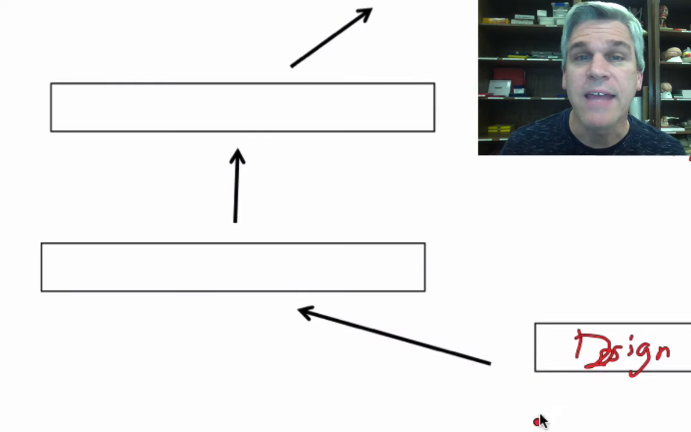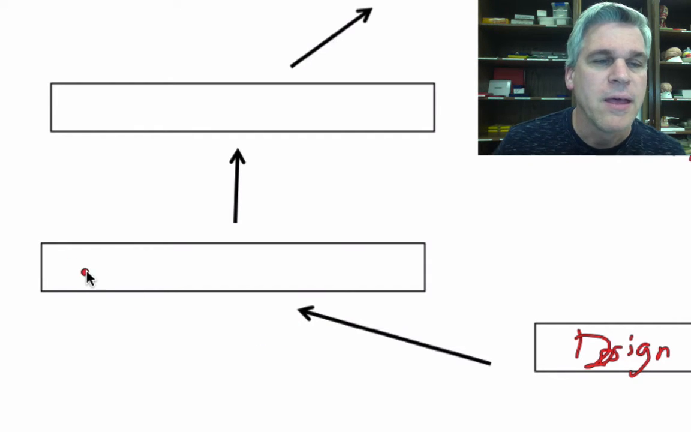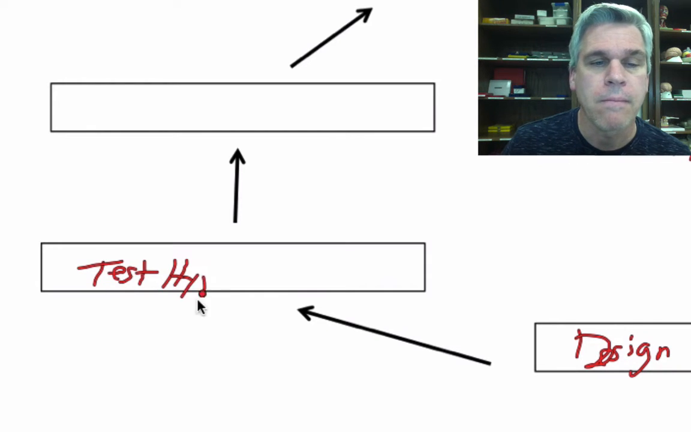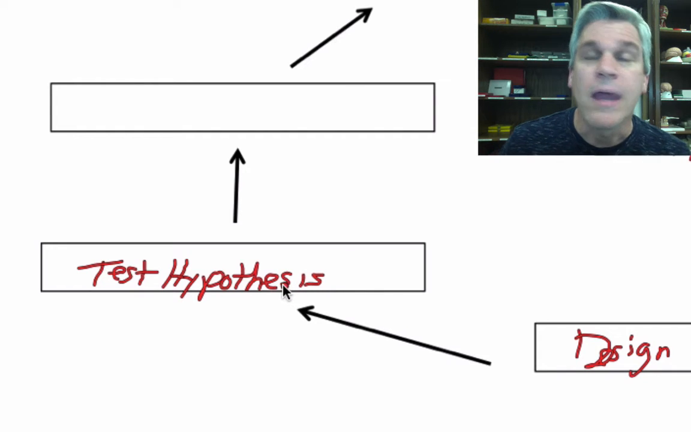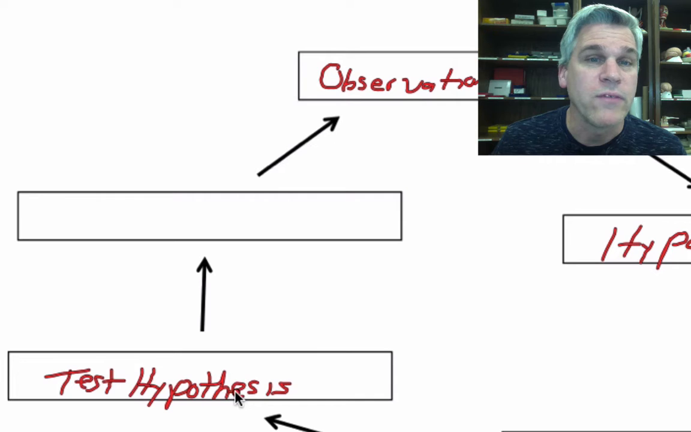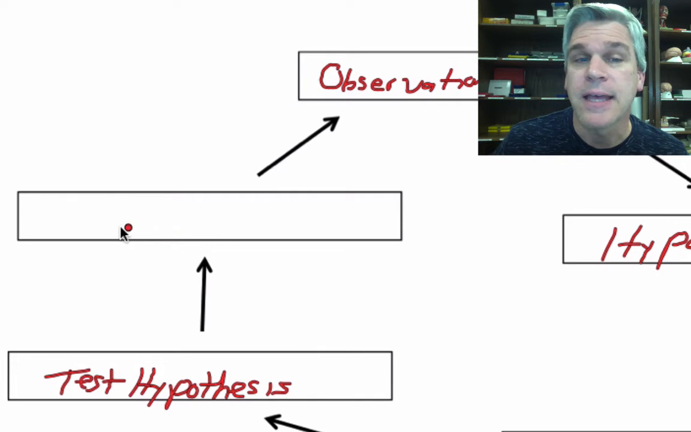Now, once we've designed that experiment, we want to make sure that it's controlled as for as many variables as we can. We'll talk about that in another video. But then we're going to test our hypothesis using that experiment. Now, once we've tested that hypothesis, we're going to have data that we've collected, and we'll want to analyze that data.